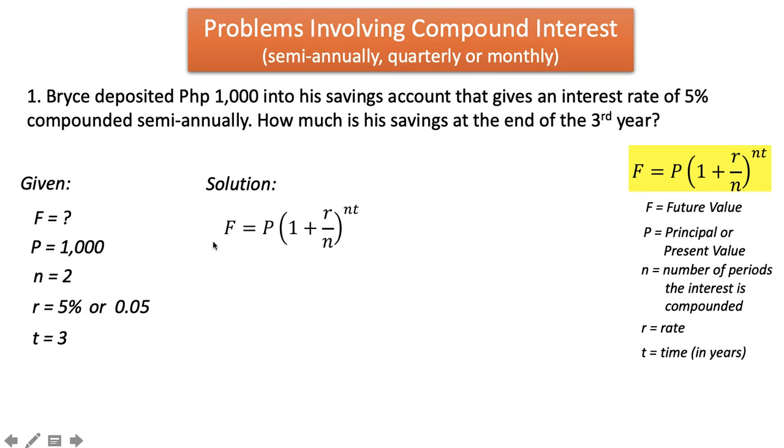So we will then write the formula and substitute the given. Our principal is 1,000, write down 1. Our rate is 0.05, our N is every 6 months, so twice a year, that's why it's 2, in 3 years. So that's why it's 3 here. So from here, we're going to use a calculator.